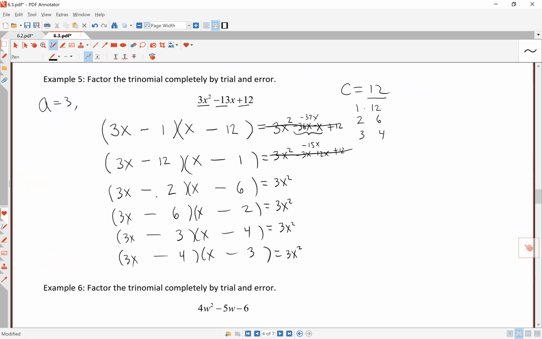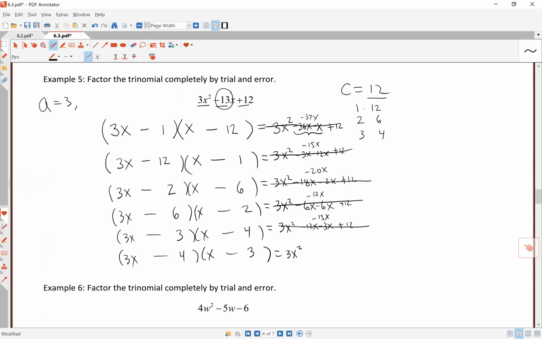Next one, negative 18x minus 2x is negative 20x. So we can strike that one out as well. Next one is negative 6x minus 6x. And that's negative 12x. And that one's out of the question as well. The next one is negative 12x minus 3x, which is negative 15x. Again, we're looking for negative 13. That one's out of the question.